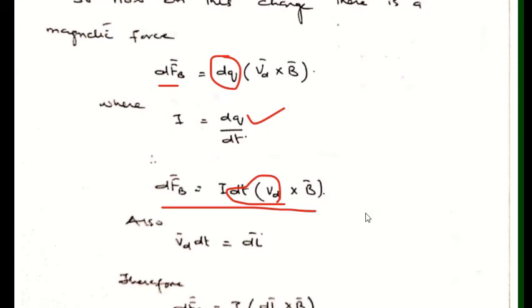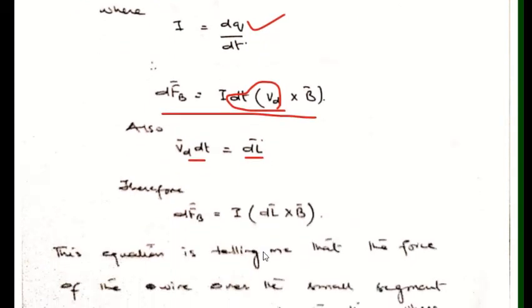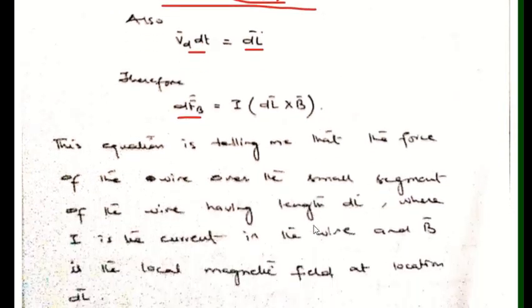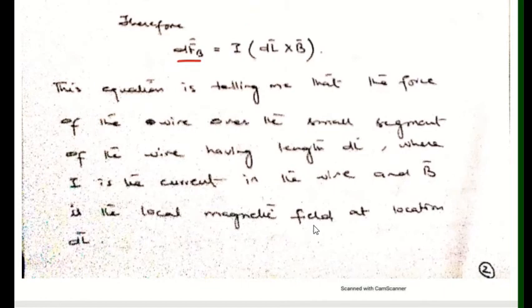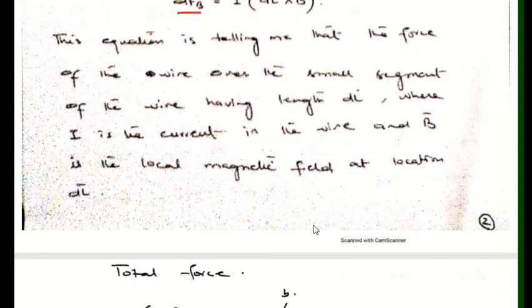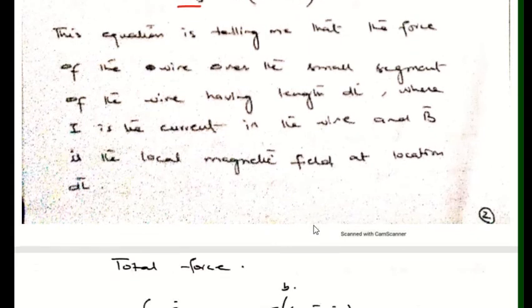Again, from our previous knowledge, we can say that dl is equal to Vd dt. In simple words, the rate of change of displacement is equal to velocity, and here the displacement is the length element of the current carrying conductor. So I can write dFB equals I into dl cross B. This equation is telling me the force on a small segment of the wire having length dl, where I is the current in the wire and B is the local magnetic field at location dl.